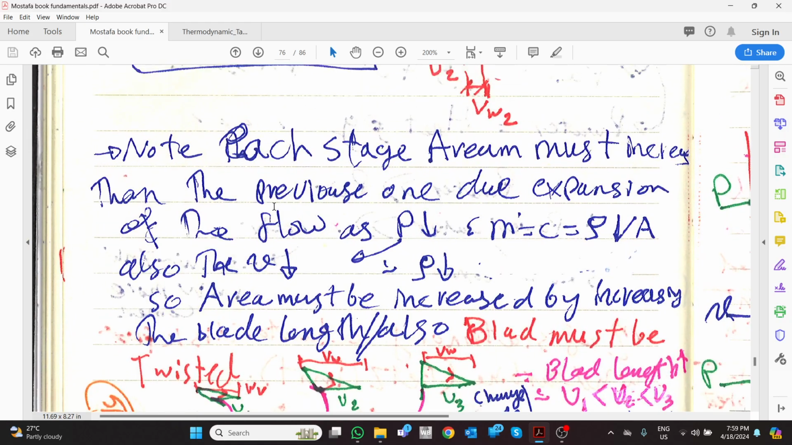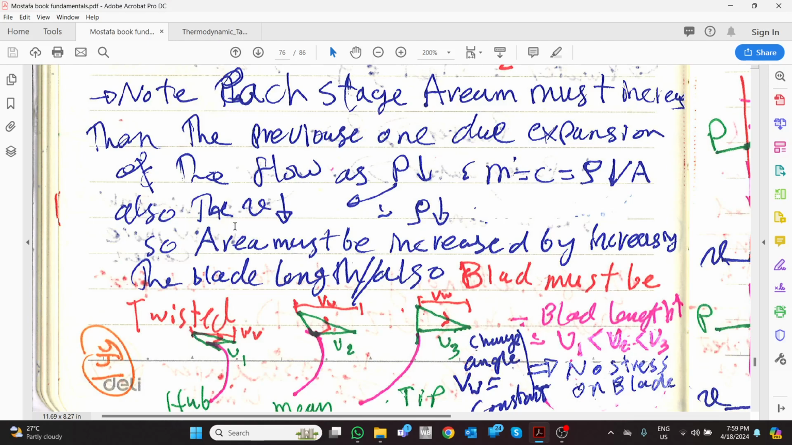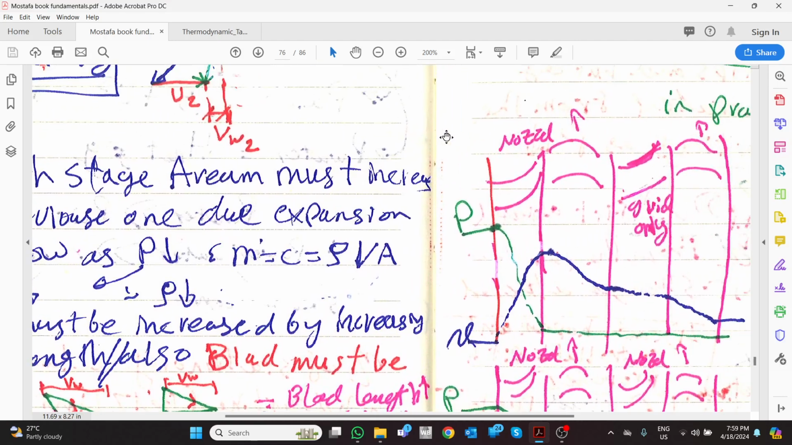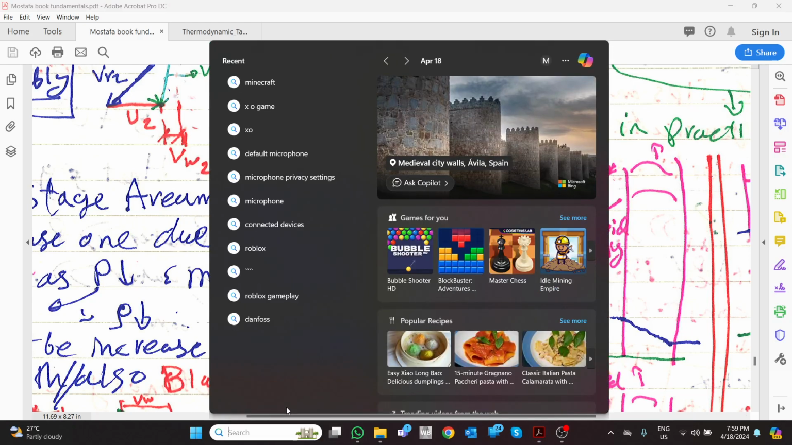Okay, now we need to identify some of the parameters that may be needed in the modeling itself. So each stage area must increase compared to the previous area. Why? Which means this area should be less than this, or this area should be bigger than this one. Why? Which means, open the paint.